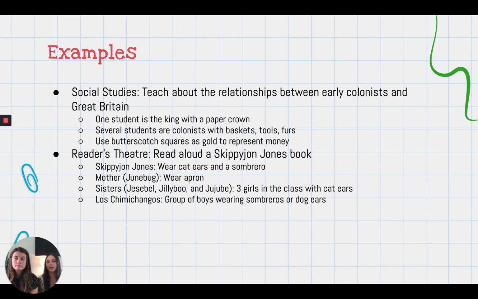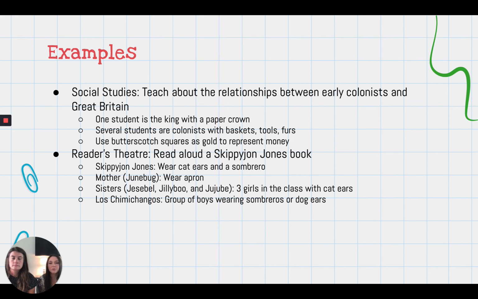In 4th grade, we were talking about the relationship between the early colonists and the king of Great Britain. We had one student be the king, and he wore a paper crown on his head and went up to the front of the room. All of the other students were colonists, and we gave them different baskets and tools and furs that represented them as colonists. All of the colonists got little butterscotch squares that represented gold, so money. As we narrated the historical events, the king went around and took the butterscotch squares, representing the king taking the colonists' money.